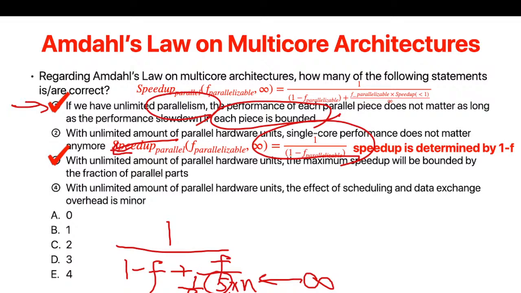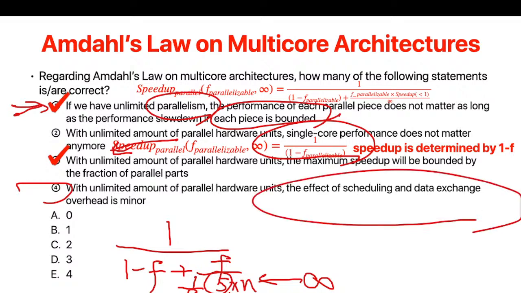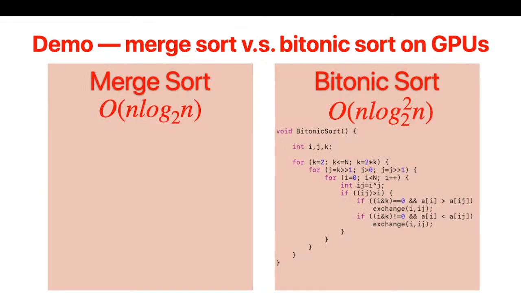Although the first statement sounds generally true, this effect is something that you cannot underestimate. If you cannot parallelize it, you cannot deal with it, right? And this is also the thing that makes the slowdown of each piece significant, right? So two of them are correct, right? And this is another implication of MDOS.